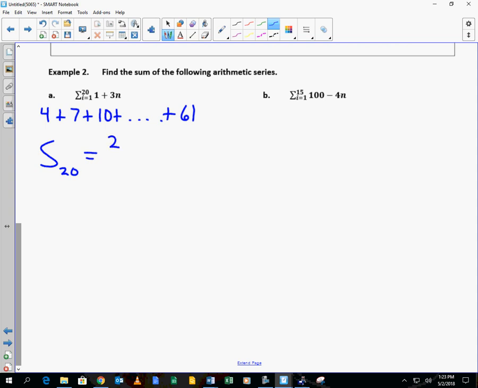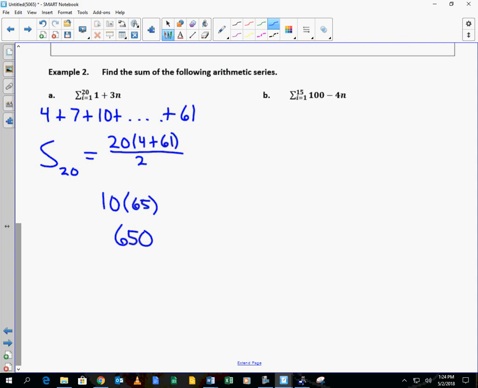20 times 4 plus 61 divided by 2. So as you can see, 20 divided by 2 is 10, so there are 10 pairs, and each pair adds up to 65, so you get 650. So that's all that the formula is.